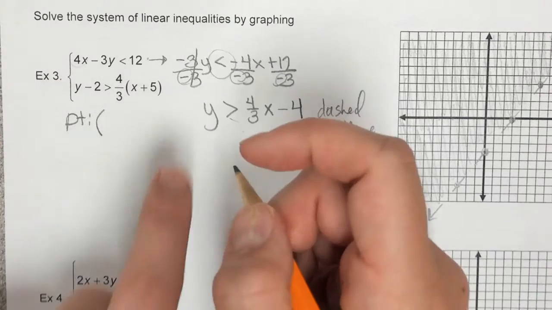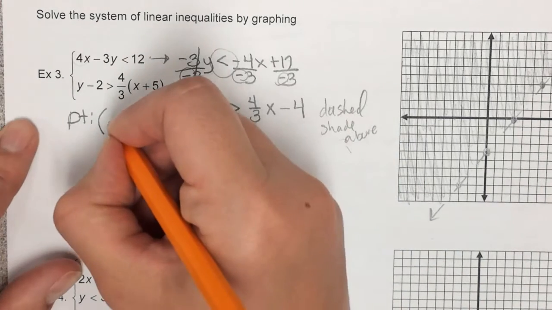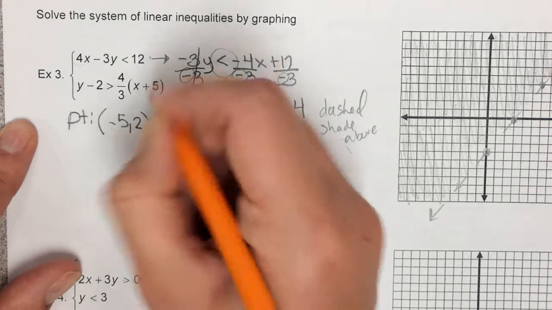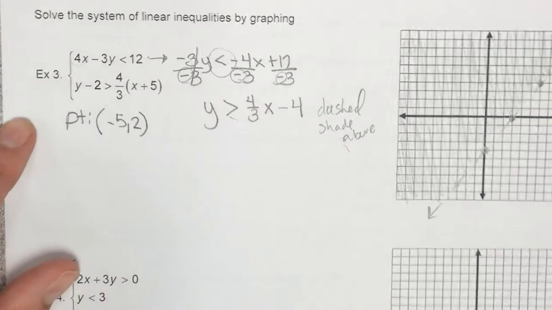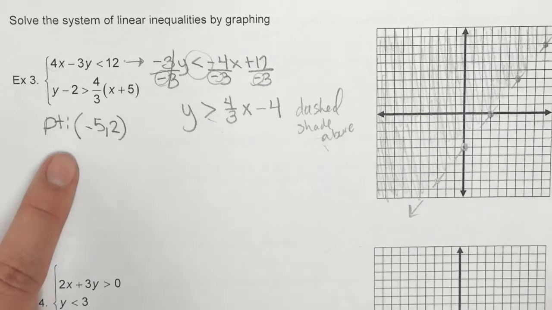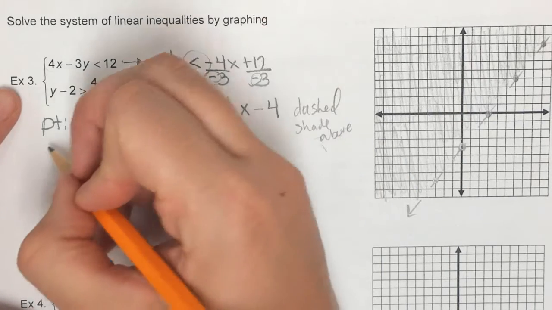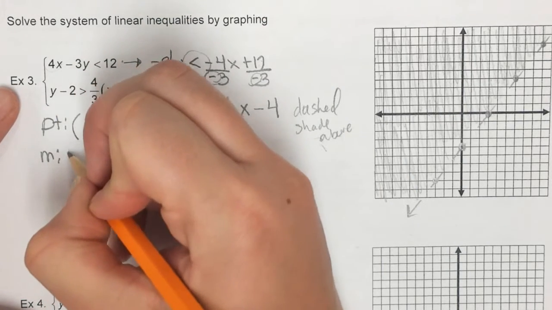Other way around. Oh, wait, 5, negative 5 and 2. Yeah, negative 5, 2, right? X1, Y1. Okay, so I'm going to start there, and I have a slope of 4/3.